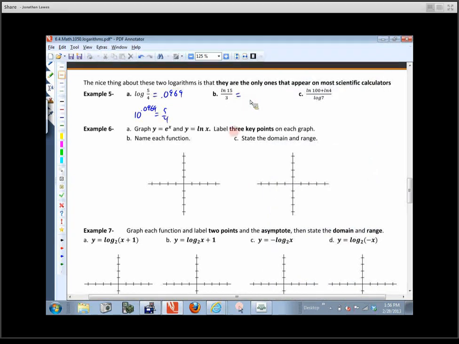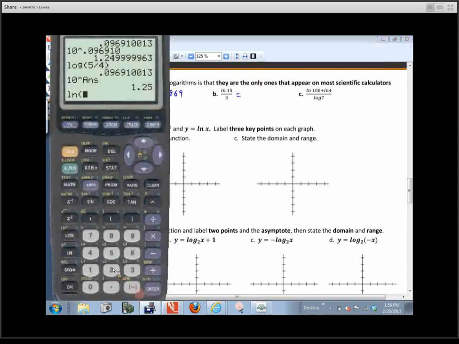So, if we were going to type this one into the calculator, pretty easy. All we have to do is grab the ln button. So ln of 15. Close the parentheses. Make sure you close the parentheses. Take that answer, divide by 3, hit enter. There it is. So 0.9026.